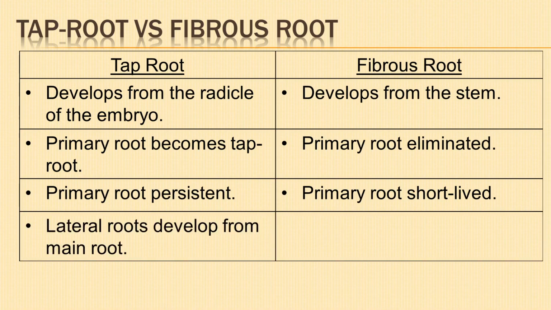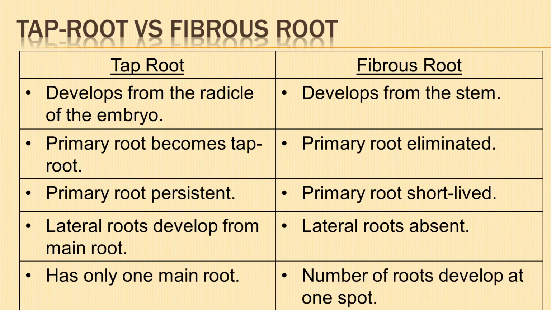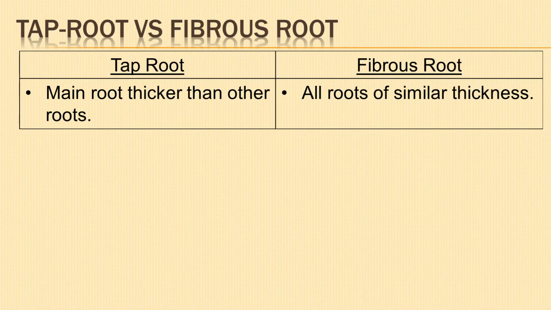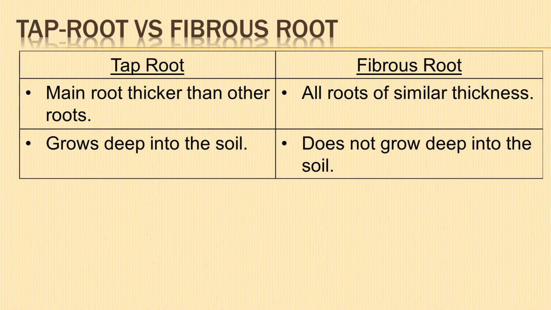Taproot has lateral roots developing from the main root. Fibrous root does not possess lateral roots. Taproot has only one main root. A number of roots develop at one spot in fibrous root. In taproot, the main root is thicker than other roots. In fibrous root, all the roots are of similar thickness. The taproot grows deep into the soil. The fibrous root does not grow deep into the soil.